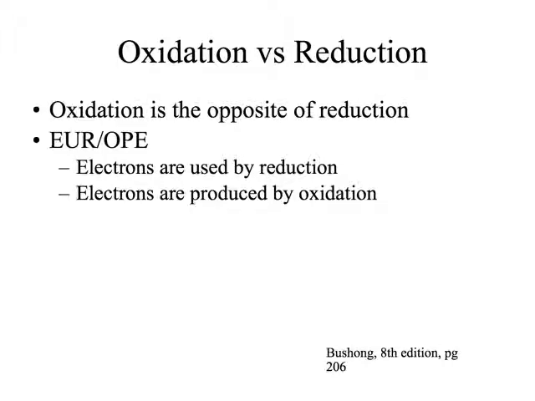So, oxidation versus reduction, right? Oxidation is the absolute opposite of reduction. And a mnemonic to remember this with is Europe, right? Electrons are used by reduction, right? And electrons are produced by oxidation. And this comes from Bouchon. So electrons are going to be used up. We need something that has some free electrons in it in that developer tank to help with the reduction.